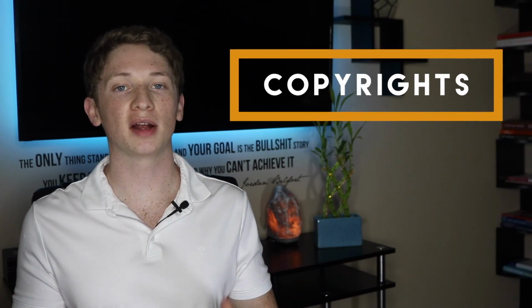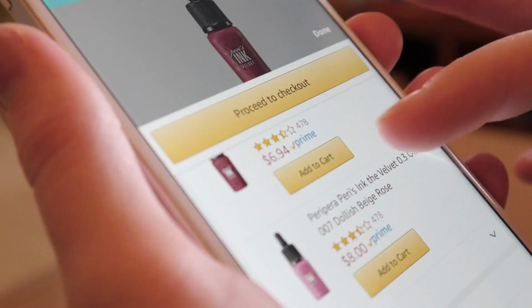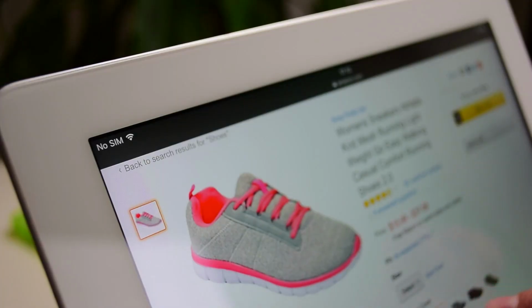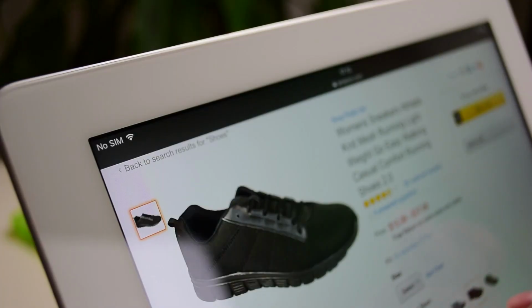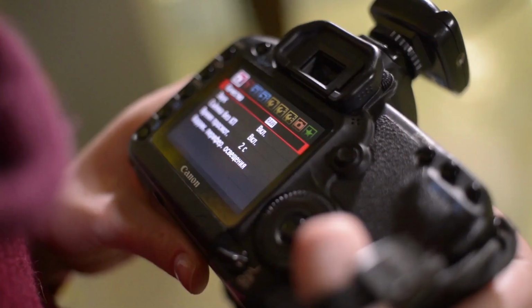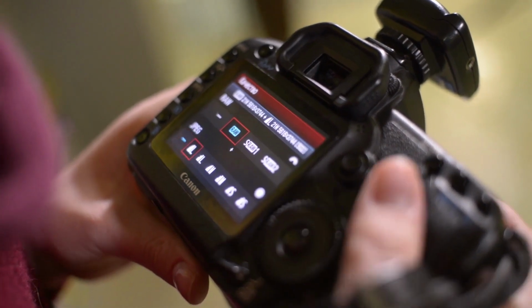Now, the very last thing that we have to talk about is going to be copyrights, and the reason we need to talk about this, you're going to be posting pictures on your listing, and pictures could be infringing on someone's copyright. So you want to make sure that you own the pictures that you're posting. You want to make sure that you hired your own photographer or you took the pictures yourself. That way you know that they are your property.